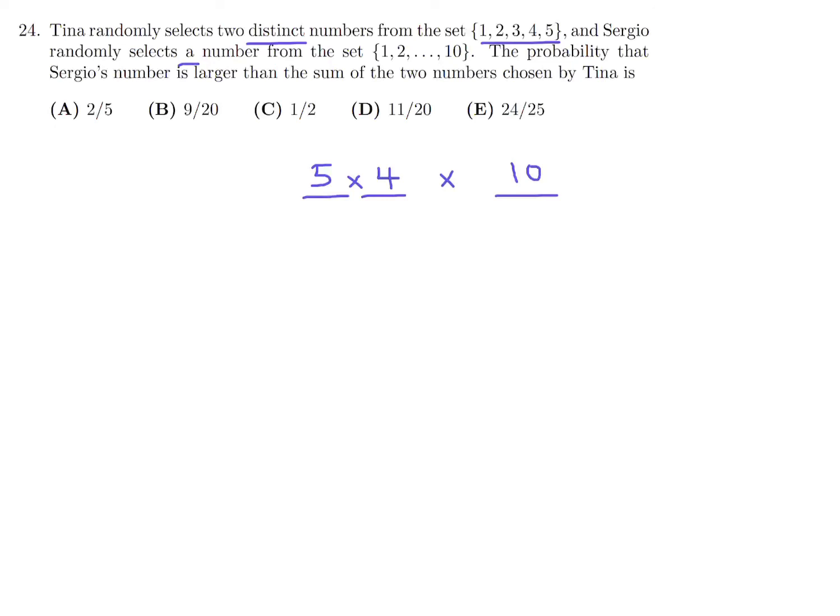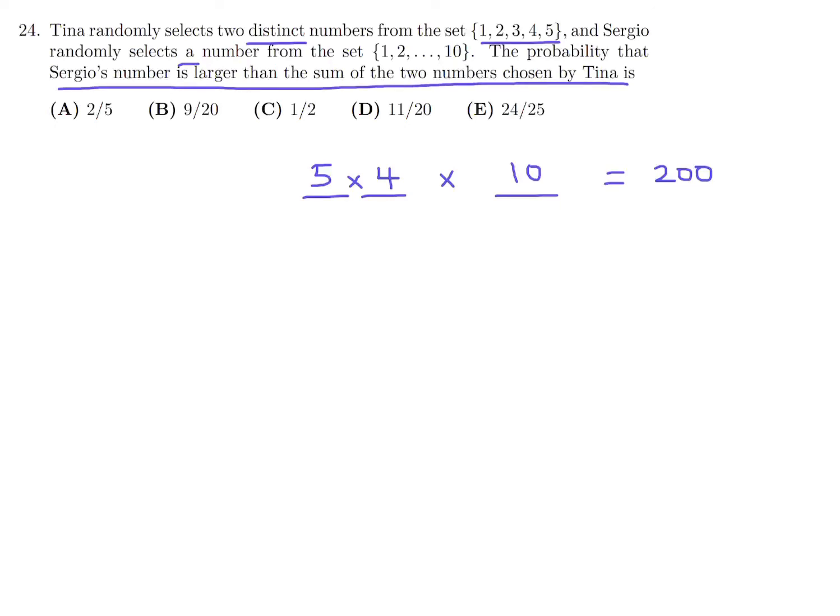So the total number of possible selections for both of them is 5 times 4 times 10, which is 20 times 10, which is 200. All right? Now, of those 200 possible variations, how many are such that Sergio's number is larger than the sum of the two numbers chosen by Tina?